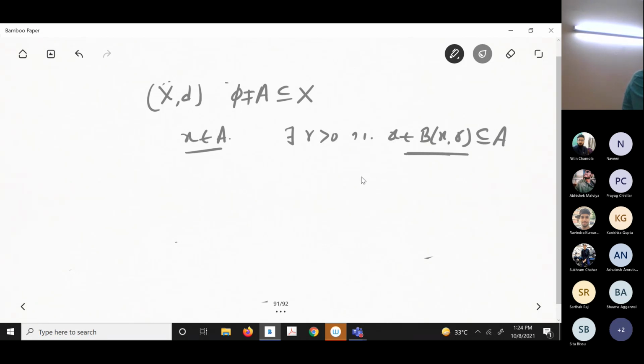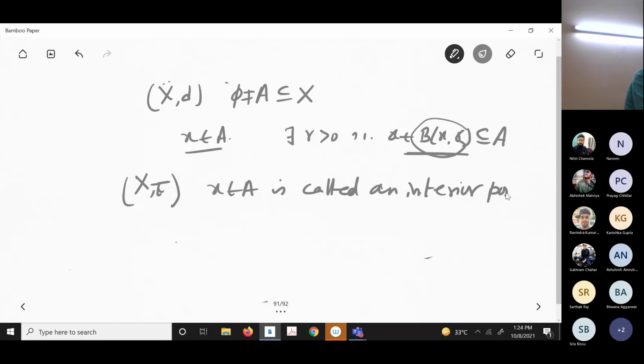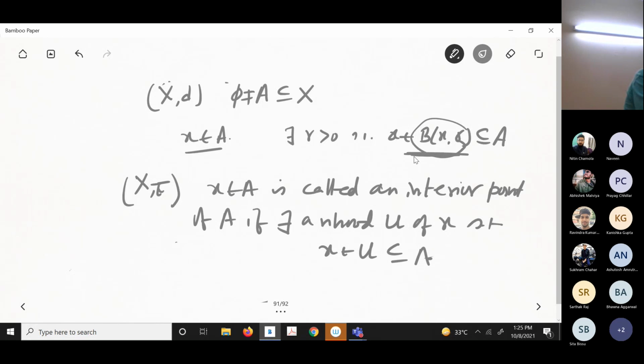This happens if and only if there exists an open set containing x inside A, so that open set I will push here. So in topology, when you are having a topology tau on X, x belonging to A is called an interior point of A if there exists a neighborhood U, that is, an open set containing x, such that U is contained in A. I am replacing the ball by U. Not only that, I am replacing the distance. You need to get rid of distance in such a way that when you go back to a metric space, you get the same thing. That's the way to define an interior point.